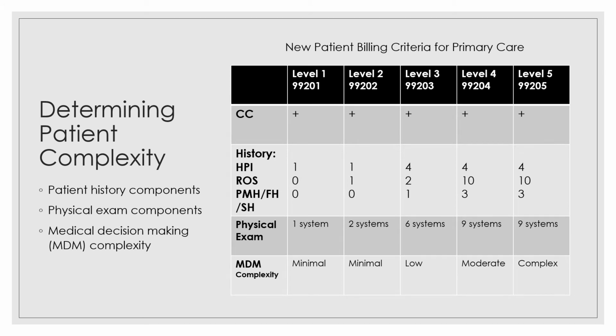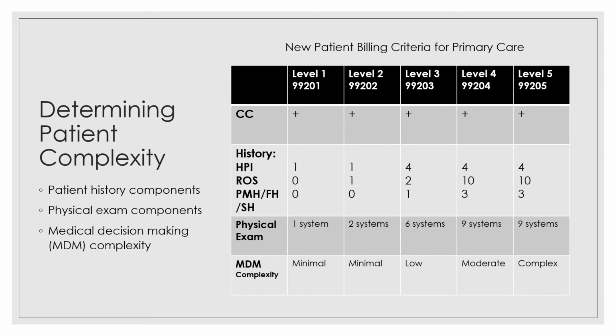So again, when determining complexity, we're looking at things like history, exam, and medical decision making. The things that you can really pay attention to in your documentation are going to be important: history. You're listening to the questions the physician is asking the patient. You're making sure that you're writing down all history, not just pertinent history, all history. You're listening to them as they do the exam. You're confirming with them, oh, is this what you assessed, and documenting that.